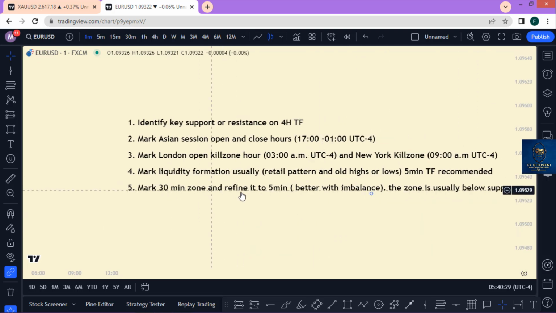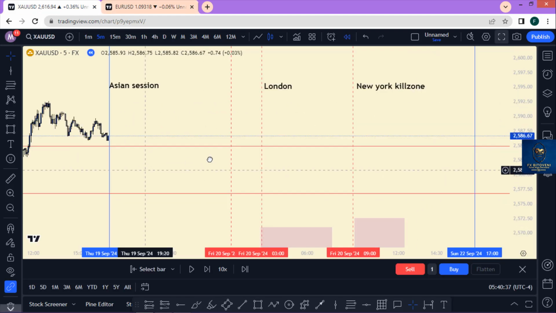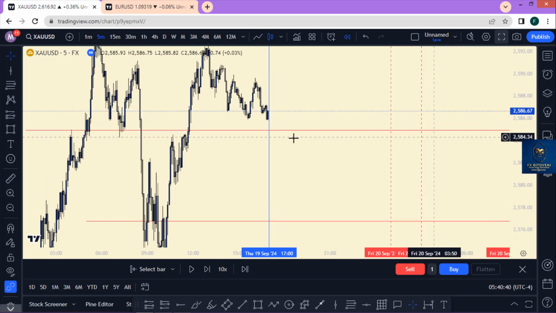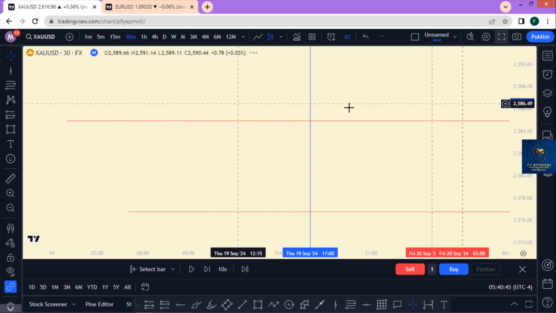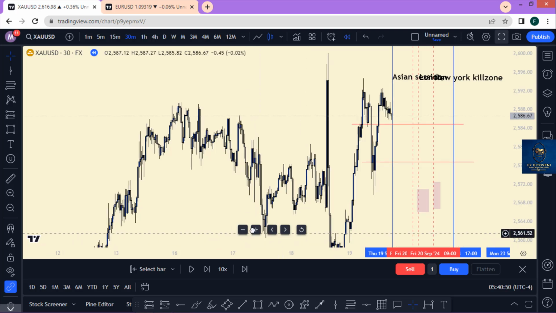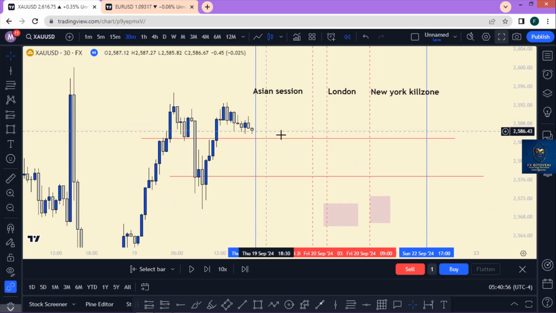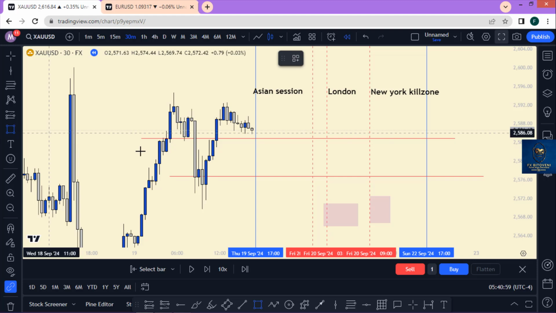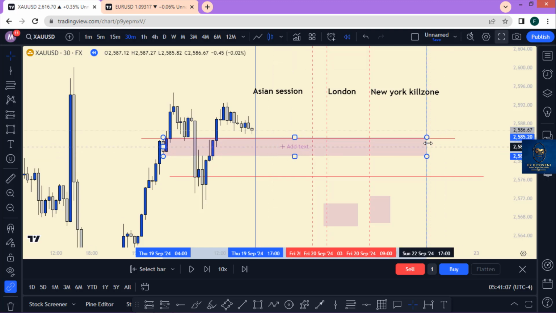We also mark the 30-minute zone and refine it to 5 minute with imbalance. That zone is usually below your support or resistance level. This is our support or resistance level. This is support. Then we go to 30 minute to find a base candle. Where do we have a base candle below this line? The base candle is right here. So this is a recommended zone for this day.